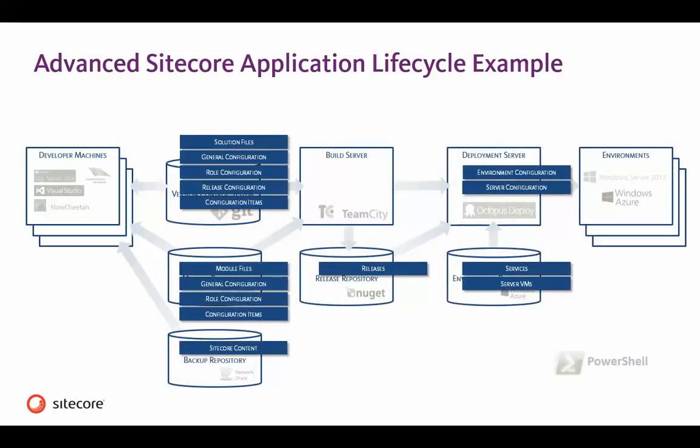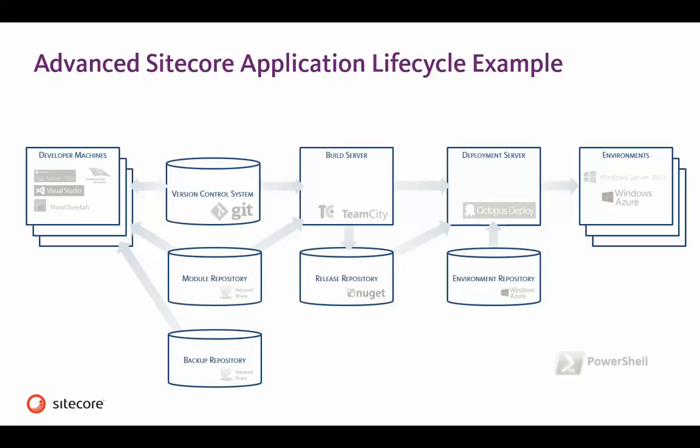So what parts handle what? On the developer machine, we'll have, in this example, SQL Server, Visual Studio, Slow Cheetah, and Team Development for Sitecore. We'll have a version control system, which could be Git. The module repository could be a network share. Backup repository could be a network share. And everything is tied together using PowerShell scripts.